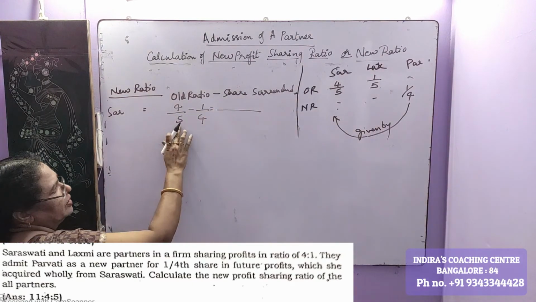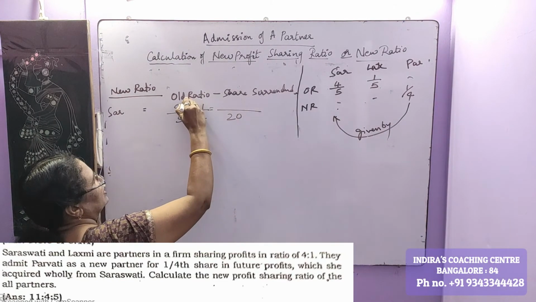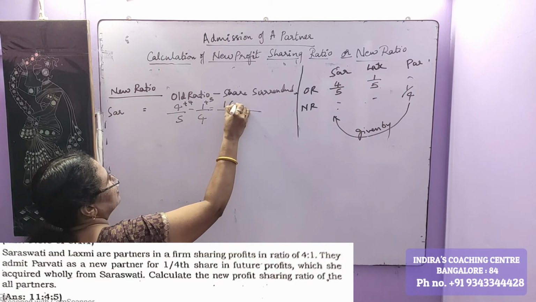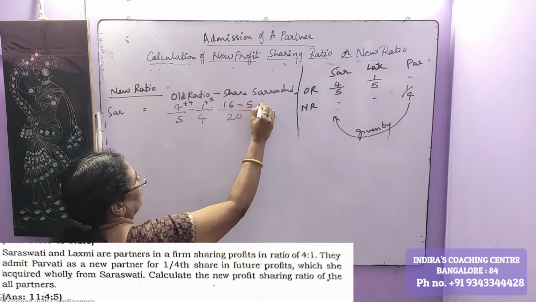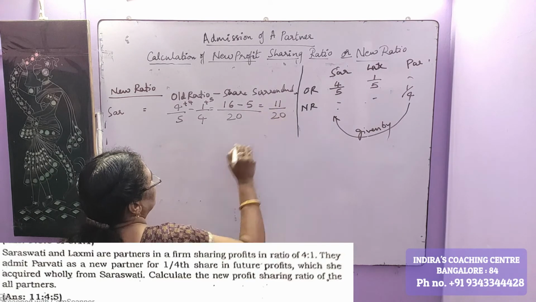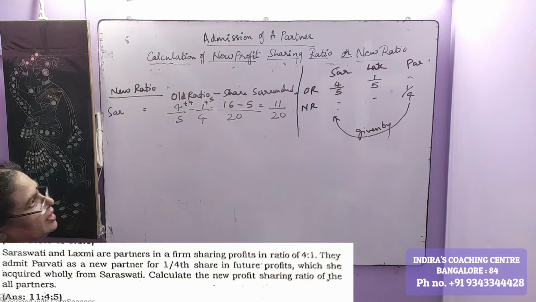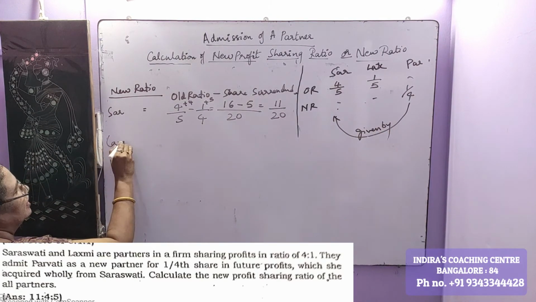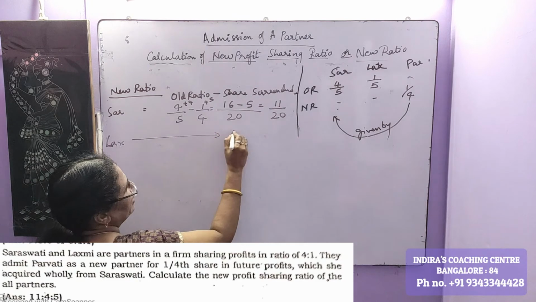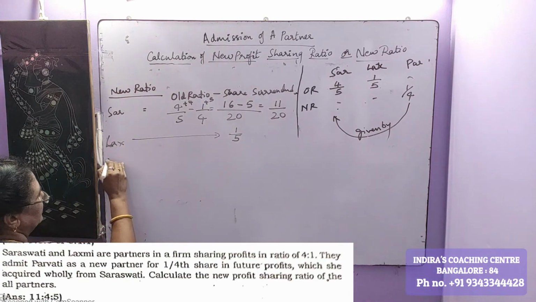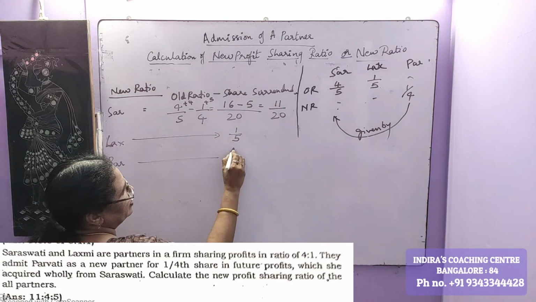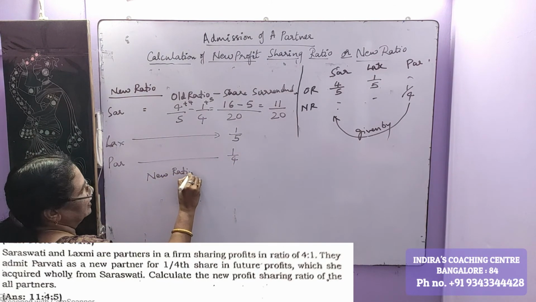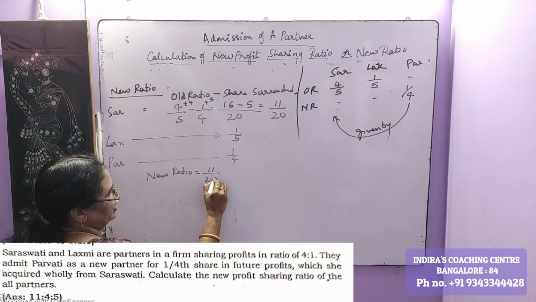LCM would be 5 4s are 20. 4 4s are 16, minus 5. You get it as 11/20. Lakshmi is not sacrificing anything, so her share remains the same, 1/5, and Parvati's share remains as 1/4. All the denominators are different, so let us equalize the denominators.